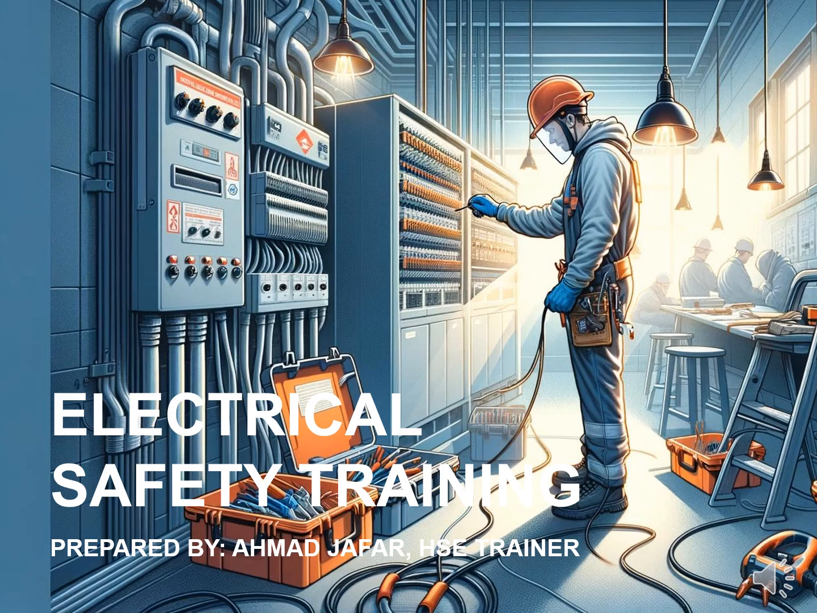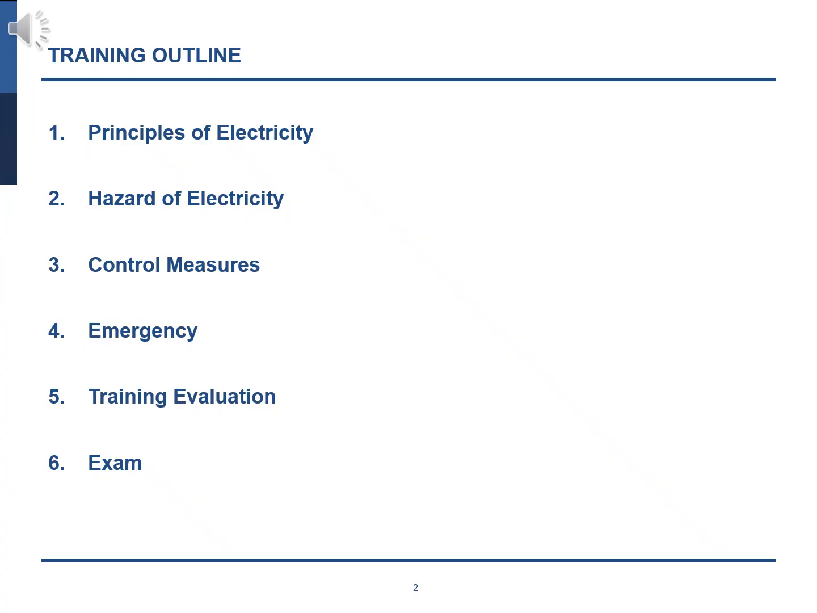Today, we will cover the basic knowledge of electrical hazards, risks, and control measures. Training outline: Principles of electricity. Hazard of electricity. Control measures. Emergency. Training evaluation. Exam.